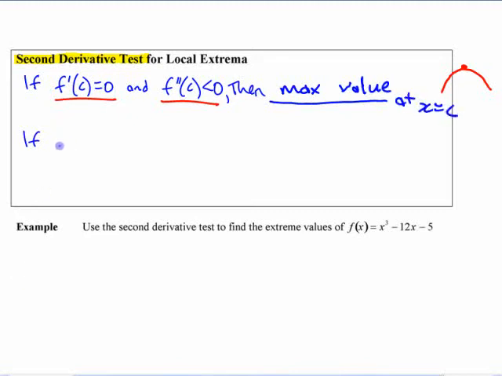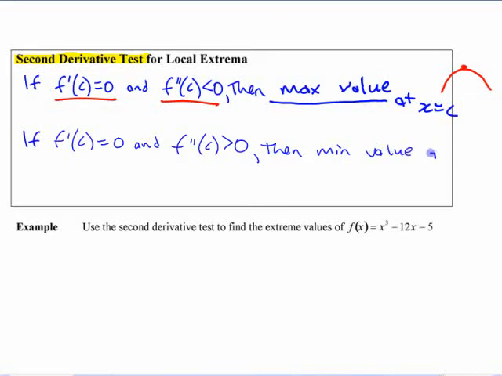And then the opposite of that, if this is 0 and f double prime is greater than 0, then minimum value at x equals c. Again, from the picture, I think don't necessarily try to memorize all these things, but if you think about the picture, it kind of makes sense. Right? If you know that that's a place where the first derivative is 0, so if you know you have a horizontal slope there.